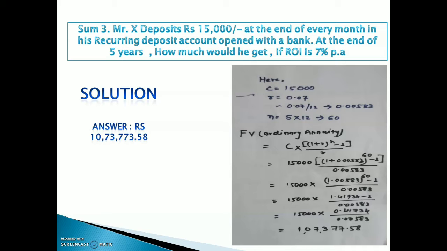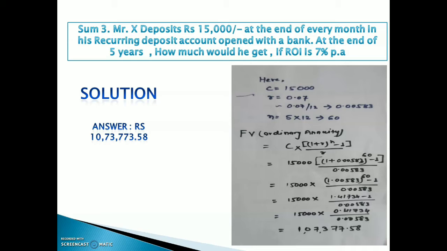So here we have cash flow 15,000, rate of interest 7%. Since the cash flow is monthly, we have to divide the rate of interest by 12 to get the rate of interest per month. So we get 0.00583, and the number of cash flows will be 5 multiplied by 12, that is 60.